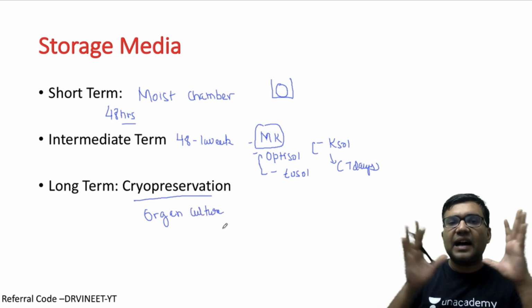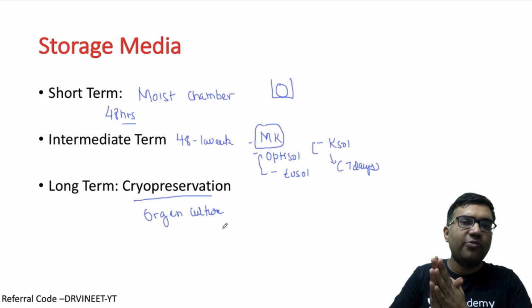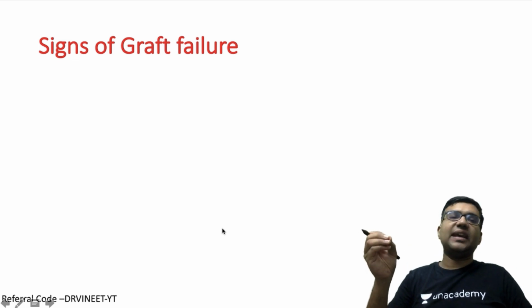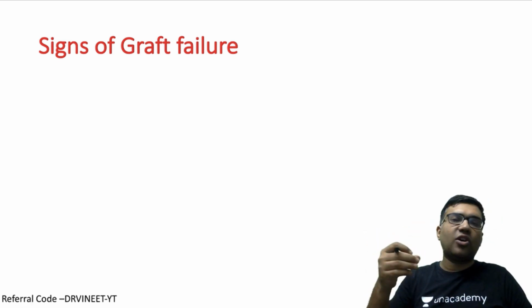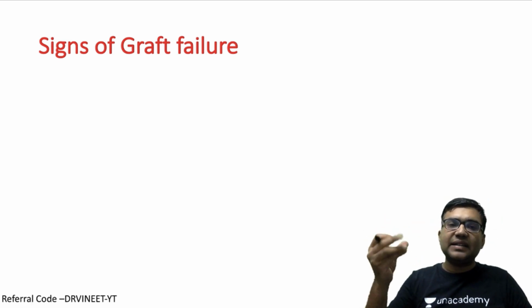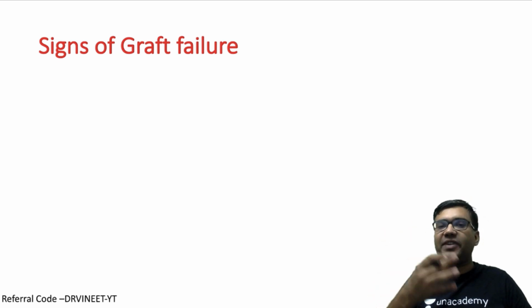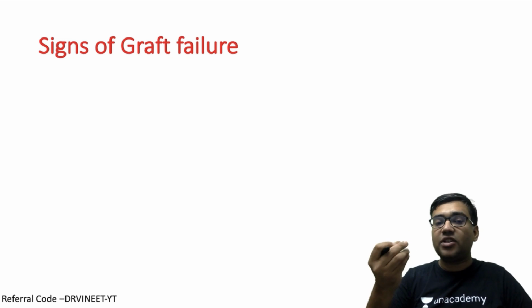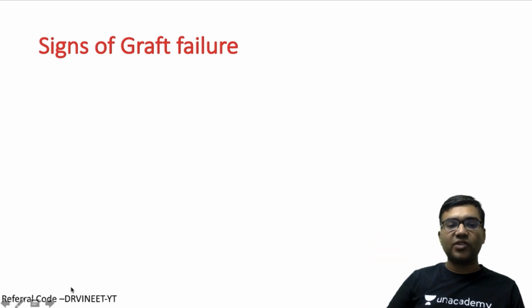Okay, so these are the various storage medias of penetrating keratoplasty. Now the next question they ask is, let's say I have put the cornea in a new patient, but this cornea is now failing. Okay, so the body is rejecting the graft. So what can be the signs of graft failure?